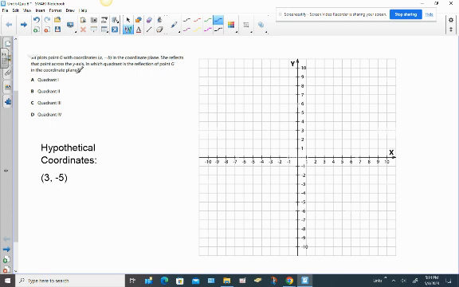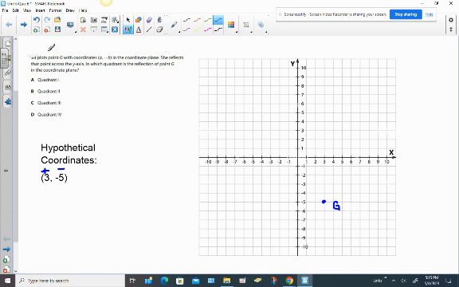So I think it's a good idea if you're confused by the fact that they're giving you variables here. Let's just come up with coordinates that would be a positive and a negative. So if we plot over 3, down 5, that would be right here. I'm just going to put that down as a hypothetical point that would in fact be a positive and a negative value, just so we can understand what's going on here.